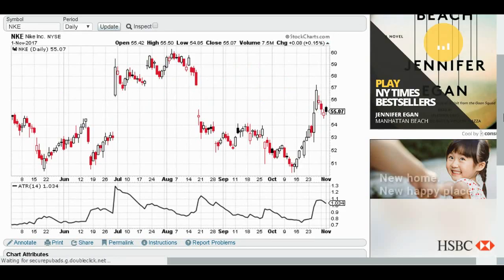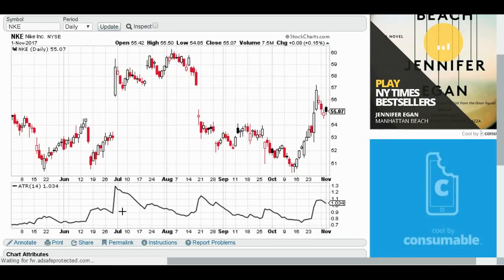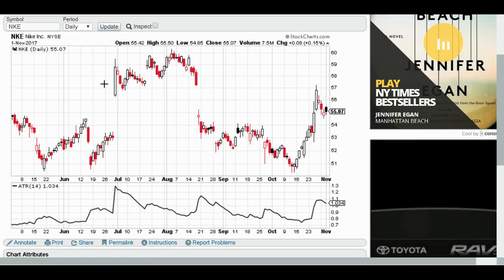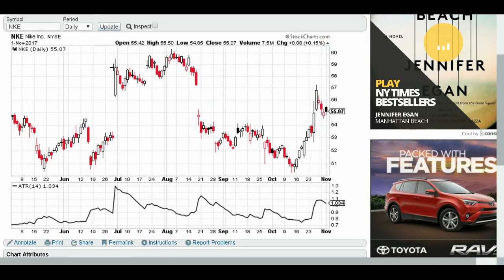Let's look at another example with Nike. Now here's an example where the average true range can reach an extremely high level, not because the stock went down a lot, but because it went up a lot.